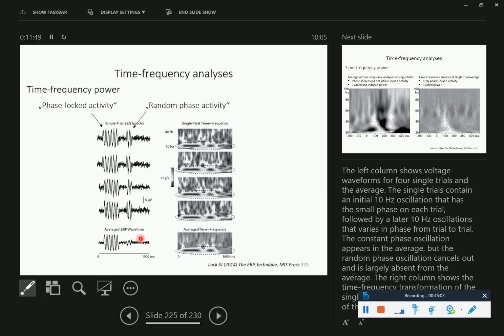As I'm not in that business, I think it's a lot harder to obtain some interesting effects that are actually based on random phase activity. So I think most people like to show this mixture of phase locked and random phase activity, because then at least there's something. But then I don't see the additional benefit of doing a time frequency component if the most interesting thing is the stuff that you would also see in the average ERP waveform. Then just show me the ERP waveform, then I know what's going on.